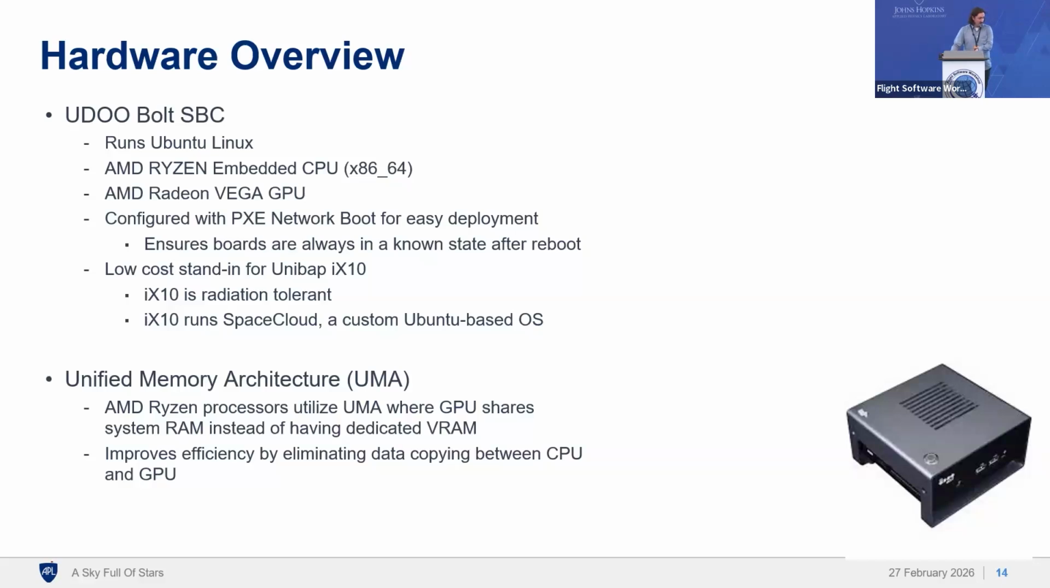Notably here, the AMD Ryzen processors utilize unified memory architecture, not the most efficient thing in the world to have your GPU sharing system RAM instead of having dedicated VRAM, but it's going to be lower power. And it does improve efficiency a little bit by eliminating data copy between our CPU and GPU.